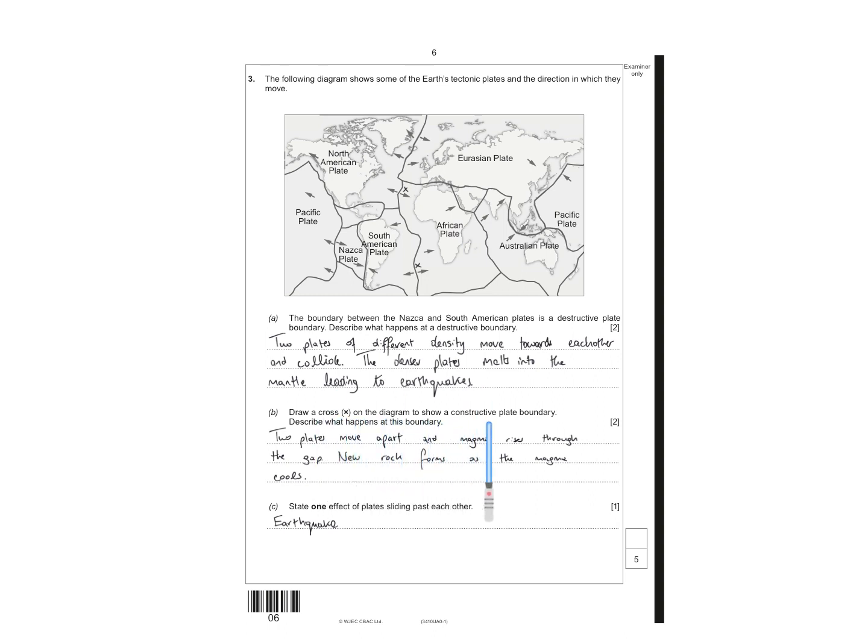Draw a cross on the diagram to show a constructive plate boundary. Describe what happens. Well, look, I've got a cross there where my lightsaber is, where the arrows are going in opposite directions. And it's that two plates move apart and magma rises through the gap. New rock forms as the magma cools. And your last one here was: state one effect of plates sliding past each other. It was earthquakes.